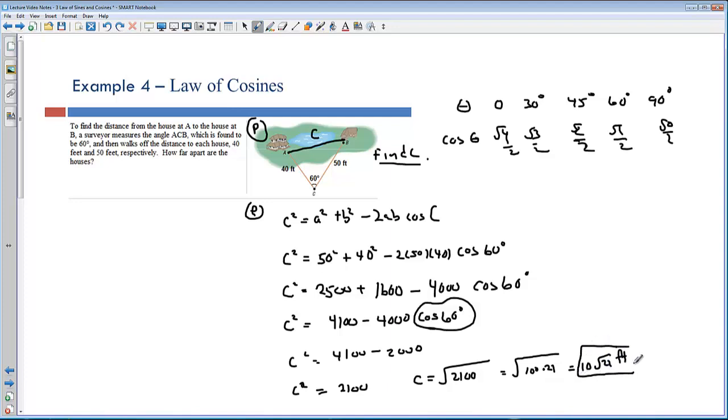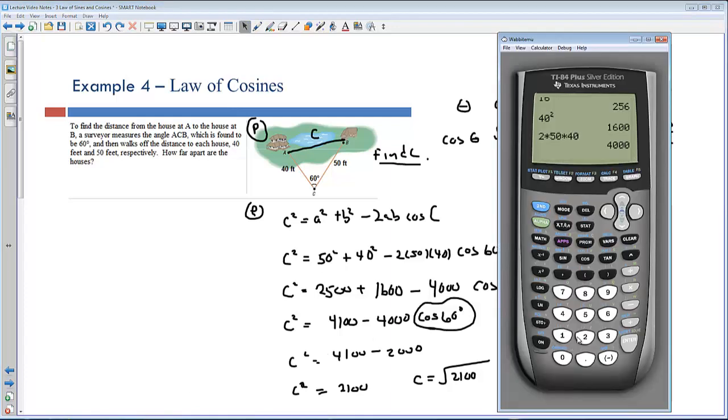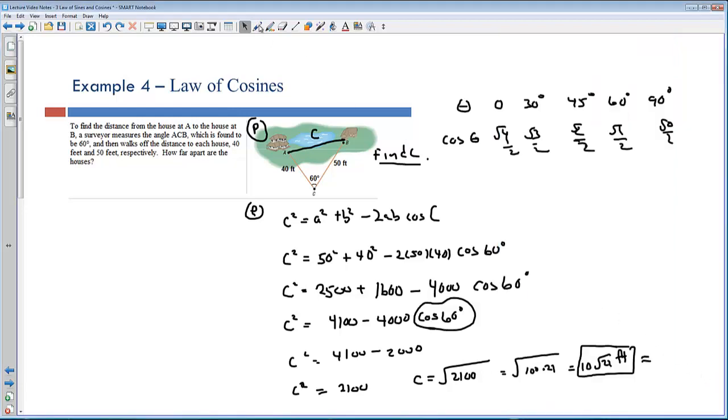And then if I want to approximate this, you could approximate this on your calculator. So this would be approximately 10 times the square root of 21, and you'll see you get about 45.8 feet. So down here we could write this is about 45.8 feet. But my answer is actually 10 square root 21 feet because that's exact.